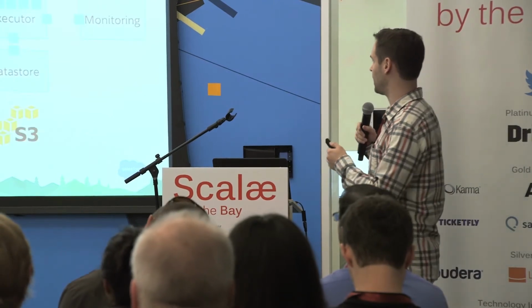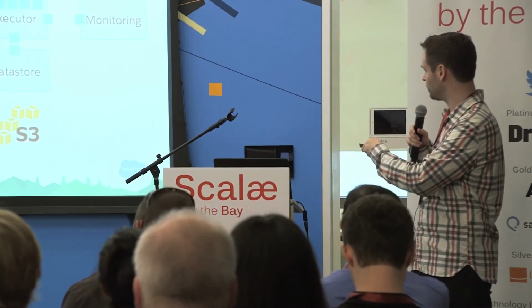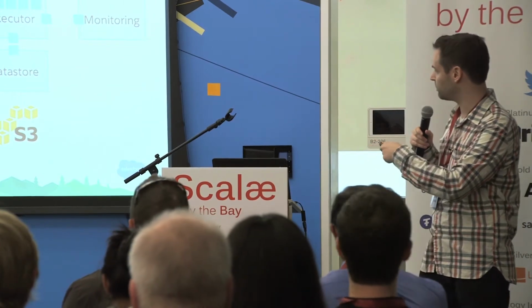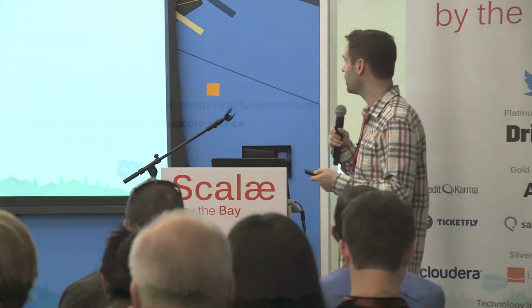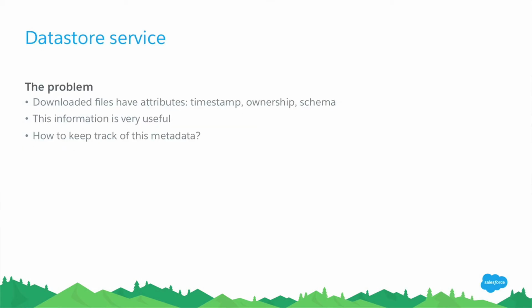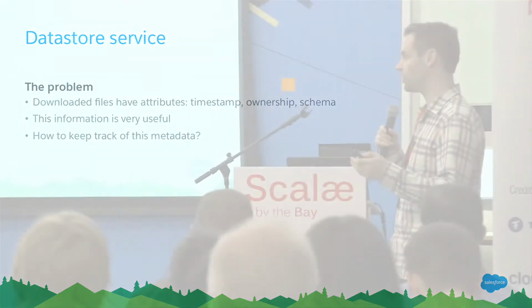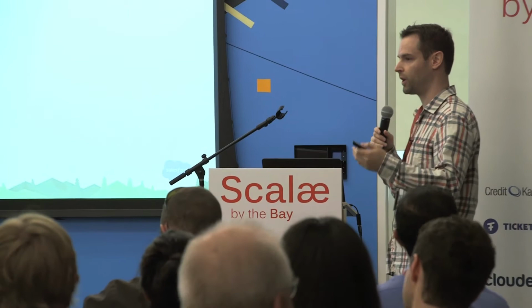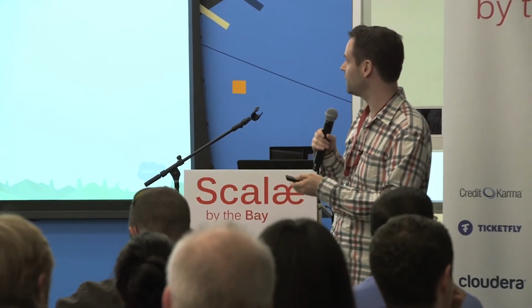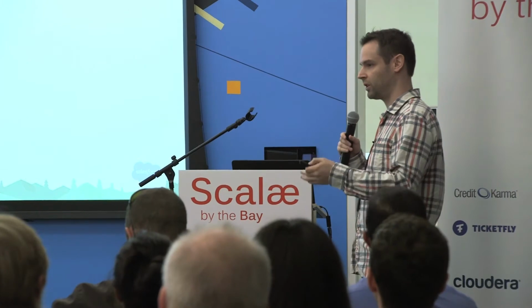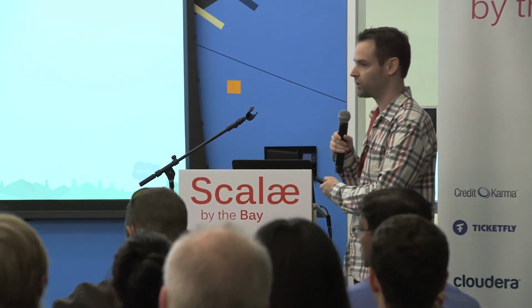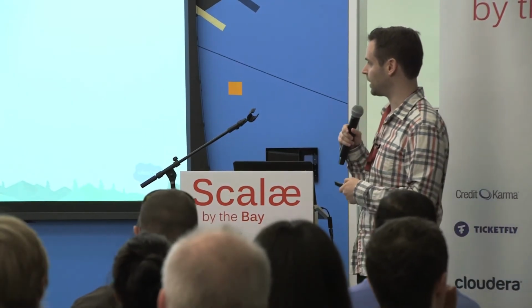So now, going back, I'm going to go into more detail about this microservice called Datastore. I'll state the problem that we were trying to solve. When we ETL data from Salesforce, we know a lot of things about the data. We know where it comes from, which API, which customer, what time we pulled it, what it is, how many records, what format, and what schema it's in. This information can be very useful for machine learning and in subsequent operations down the pipeline. And so we wanted to be able to keep track of that metadata.